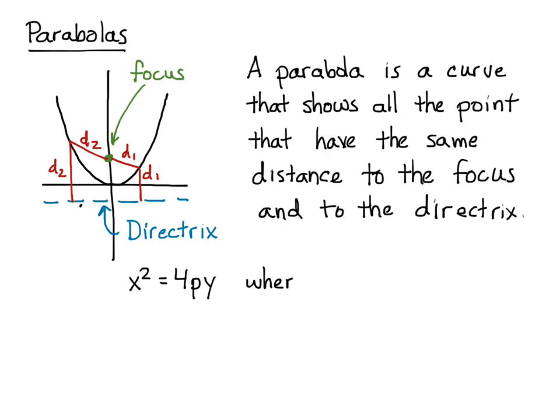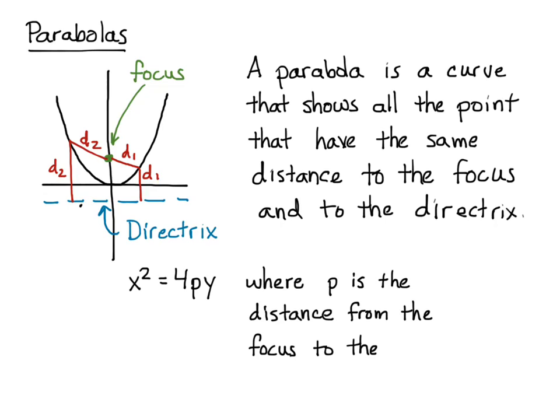All right, so let's say we need an equation now to describe this. And what has been found over the years is that if we say x squared equals 4py, that p is the distance from the focus to the vertex. Okay, so this equation, x squared equals 4py, p is the distance from the focus to the vertex. Okay, so we know we can find the vertex, and all we have to do to find the focus is to put the equation in this form and calculate what this p is.